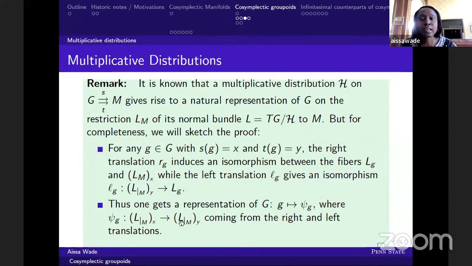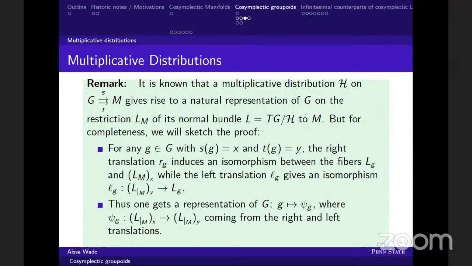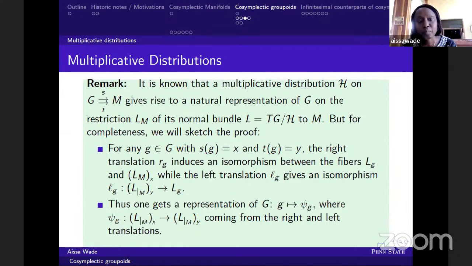Okay. Now, if I have a multiplicative distribution, then there is a natural representation of the Lie groupoid on some vector bundle over M. The vector bundle over M that I call LM is just the restriction of this normal bundle, which is taking the tangent bundle of G and taking the quotient by H.